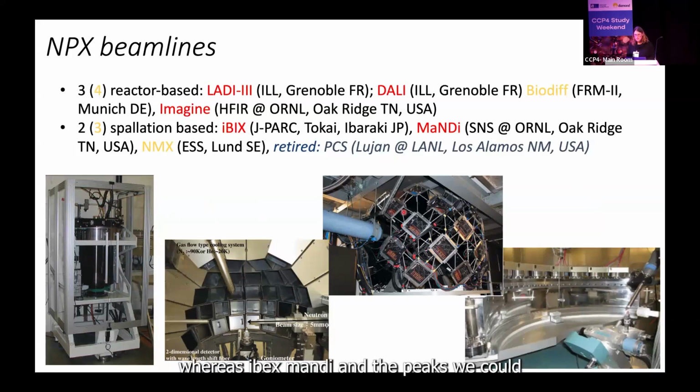Whereas iBIX, MaNDi, and the PCS, we had more flexibility in the detector arrangement and allowed you to go to slightly bigger unit cells, but still some limitations. And none of the technology of these detectors are remotely the same. We have a helium-3 filled gas balloon, we have Anger cameras, and we have this scintillating film. Ultimately, however, the data you get out of each of these is an MTZ file you can take home and refine, and I have not really noticed a difference between the data sets collected at these different places.